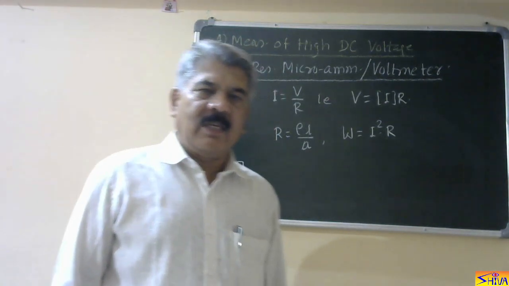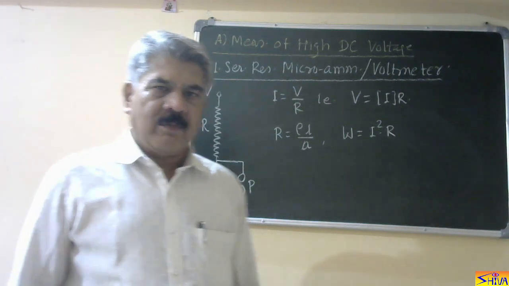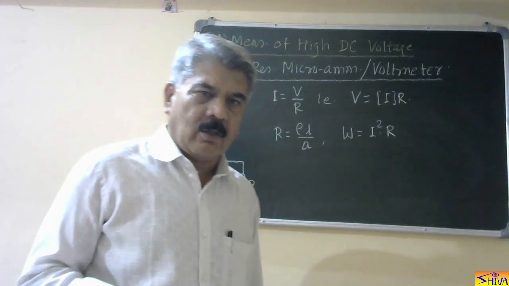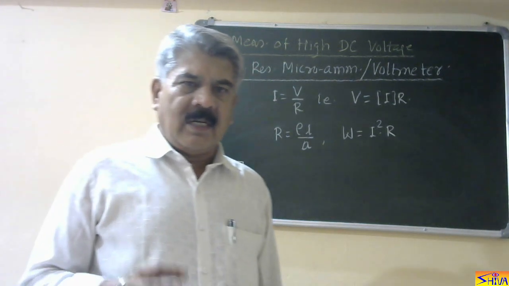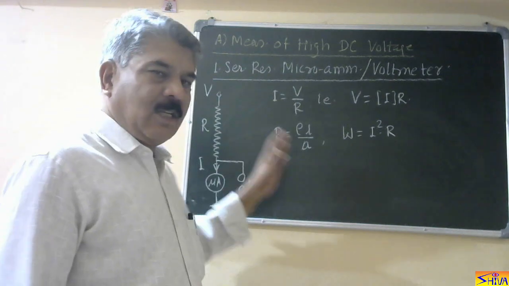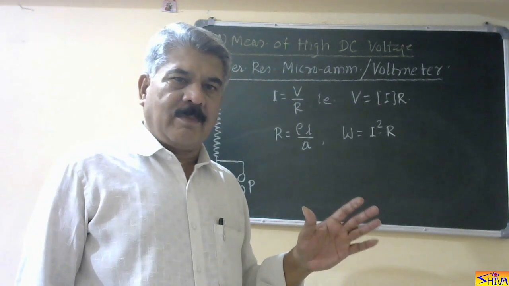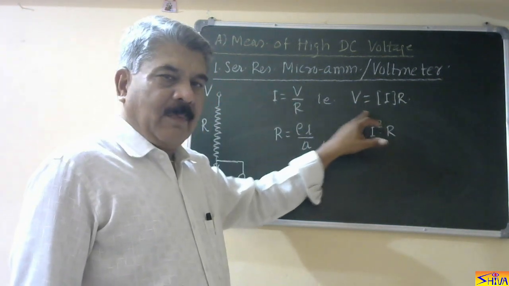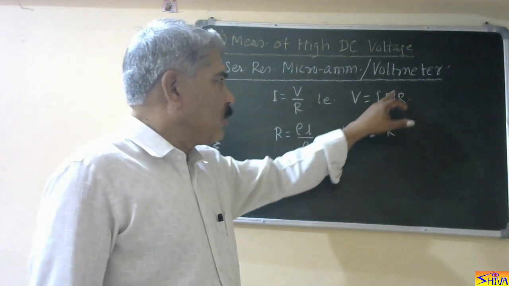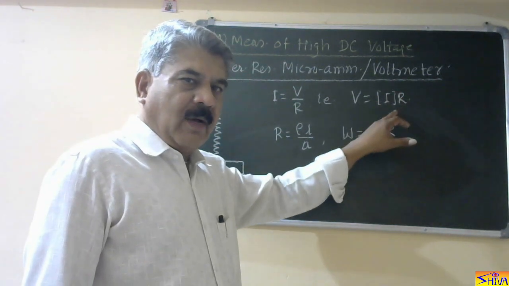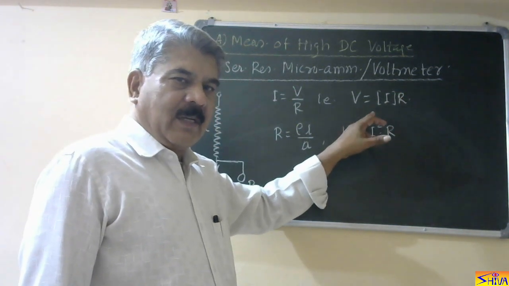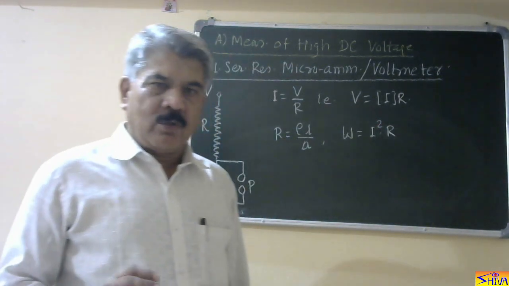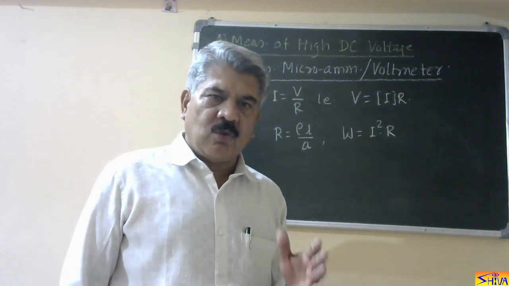Now let us see what are the drawbacks of this method. First drawback is, as it is resistance, there is power loss. I square R loss is there, that is power loss. Second is, this resistance changes with temperature, the temperature dependency of the resistor. So if the value of resistance changes, then there will be error in the measurement because we are assuming that R is fixed. So if the value of R changes, then calibration will get disturbed and there will be error in the measurement. And third most important drawback is there is source loading.